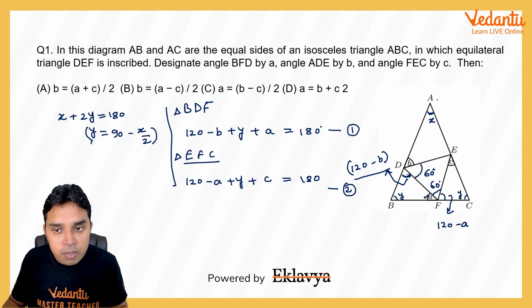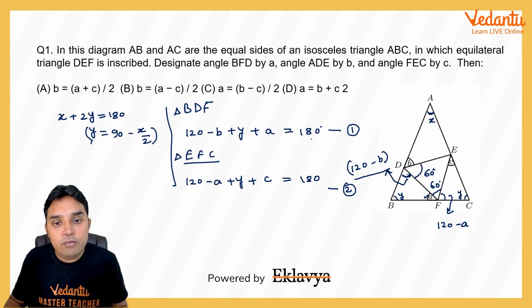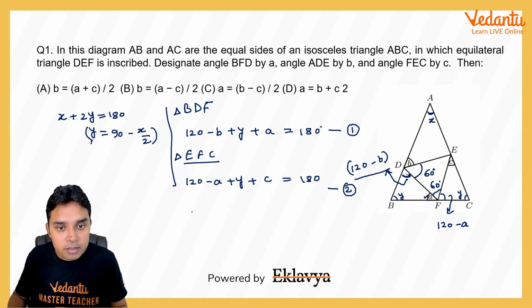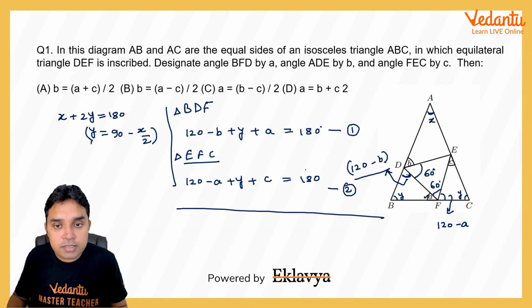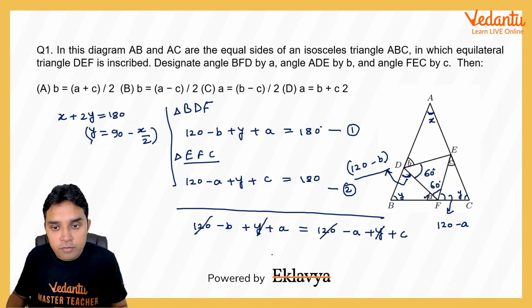We can make one more relation if required in the triangle ADE, but let us see if this will work or not. If I equate these two equations, or you can say subtract these two equations, you can see 120 will be cancelled. Let us write the left hand side, 120 minus B plus Y plus A, is equal to 120 minus A plus Y plus C. So you can see 120 gets cancelled, Y also gets cancelled. So here we are getting 2A equal to B plus C.